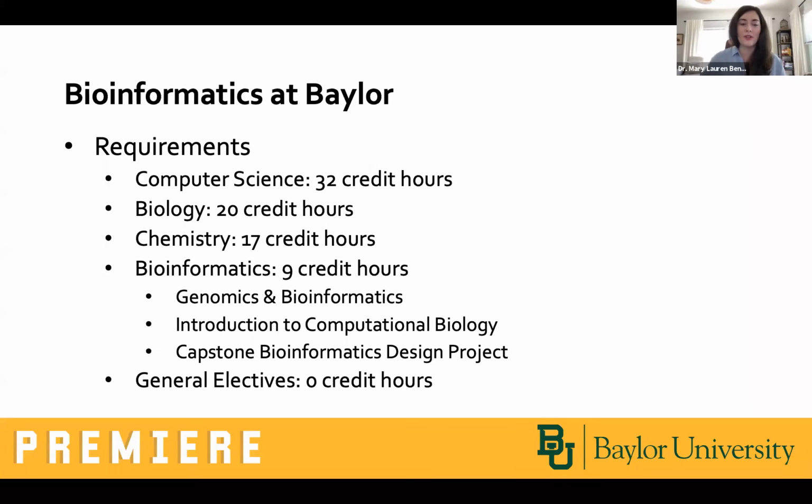And bioinformatics at Baylor, these are just some of the requirements for this major. So we have 32 credit hours in computer science, 20 credit hours in biology, and 17 credit hours in chemistry. So you can start to see how interdisciplinary this degree program is, and how I said it's like a double major in that you're taking about the same number of computer science hours as you are in biology and chemistry. But then what I think is really cool about this bioinformatics program is there's also 9 credit hours of bioinformatics focused coursework.